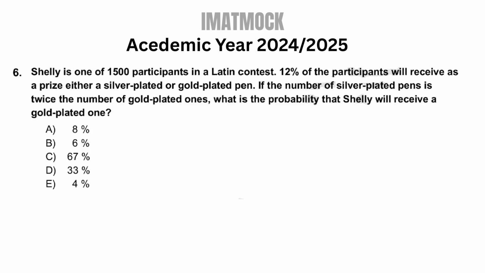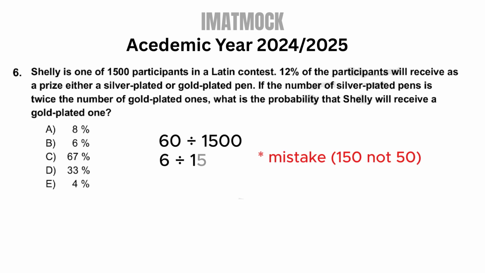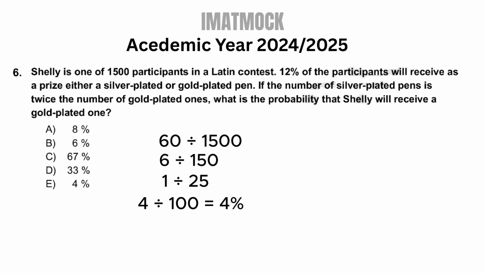Now remember, Shelly is one of all 1,500 participants, not just among the prize winners. So the probability that Shelly gets a gold pen is 60 divided by 1,500. To calculate this, rather than doing long division, simplify the fraction first. Divide both numbers by 10 to get 6 over 50, then divide both by 6 to get 1 over 25. Since 1 over 25 is equal to 4 over 100, that's 4%, so the correct answer is E.